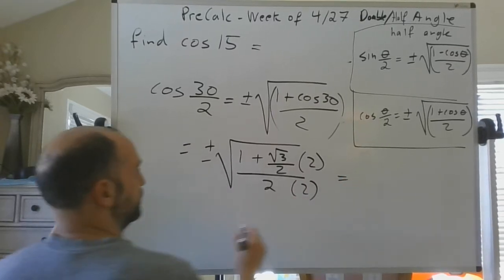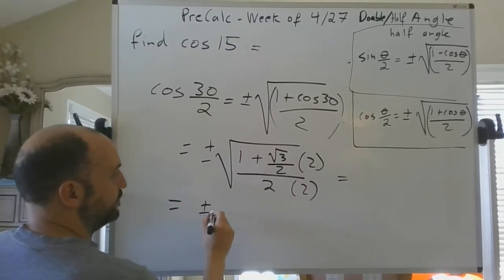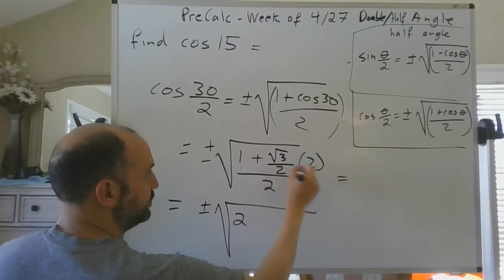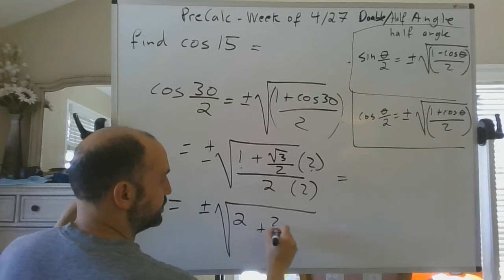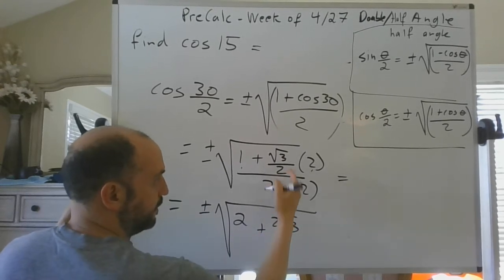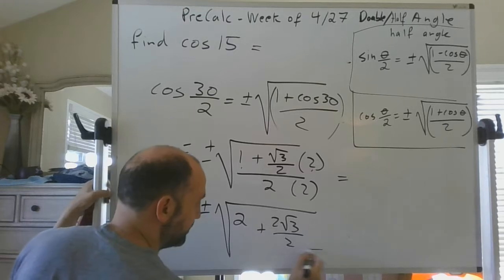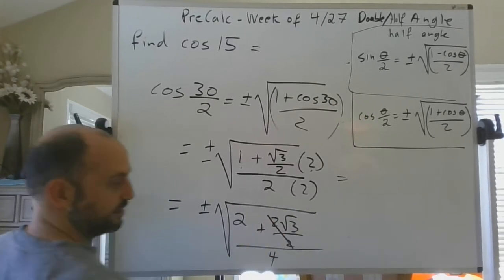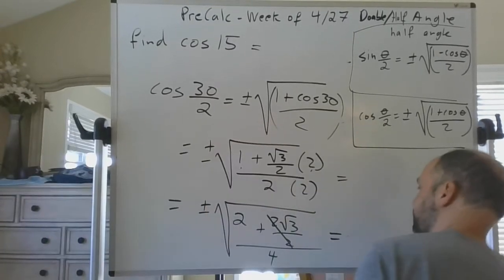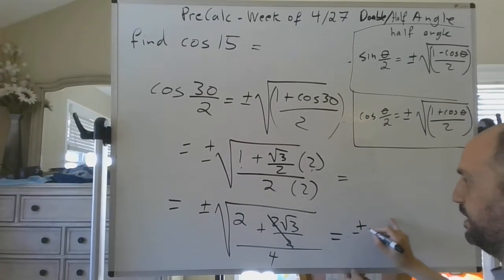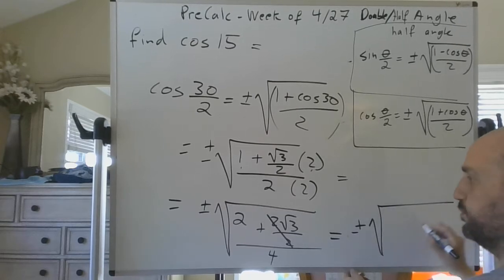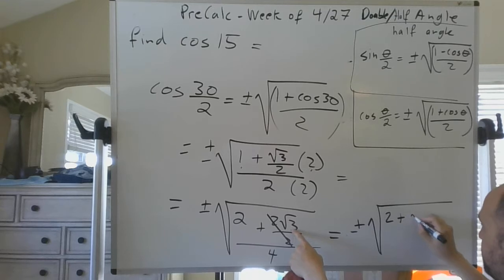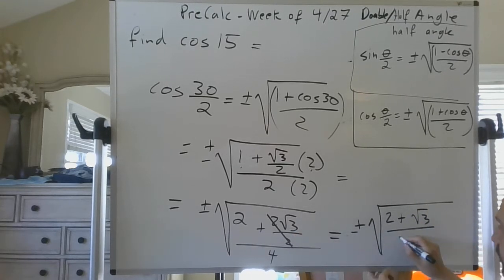And in doing so, we're going to get plus or minus square root. 2 times 1 is 2. 2 times root 3 is 2 root 3 over 2. And then all of this over 2 times 2 is 4. Well, what's going to happen is these 2's are going to cancel out. Plus or minus square root of 2 plus, that's just root 3, all over 4.